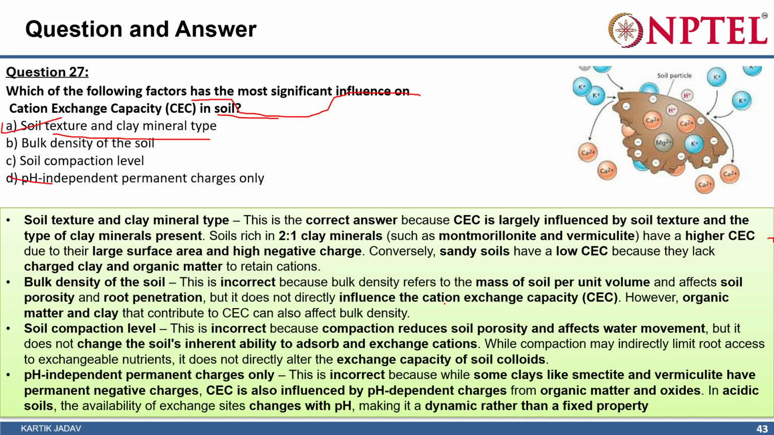While bulk density, we know that it is not related because it is generally defined as mass per unit volume, and it affects soil porosity and root penetration. Similarly, soil compaction also is not related here. And if we talk about pH independent, permanent charge only, this is also incorrect because some clays like smectite and vermiculite have permanent negative charges, and cation exchange capacity is also influenced by pH dependent charges from organic matter and oxides.